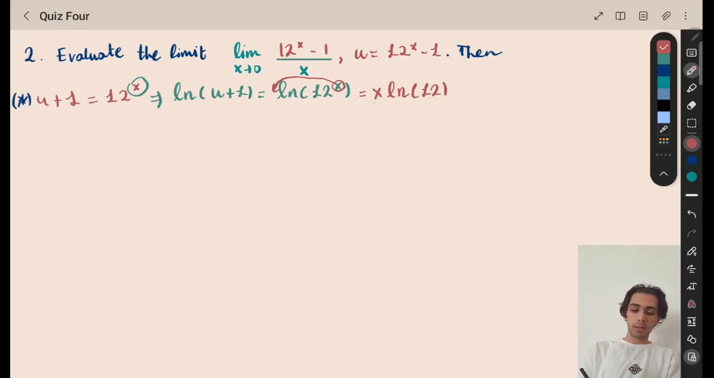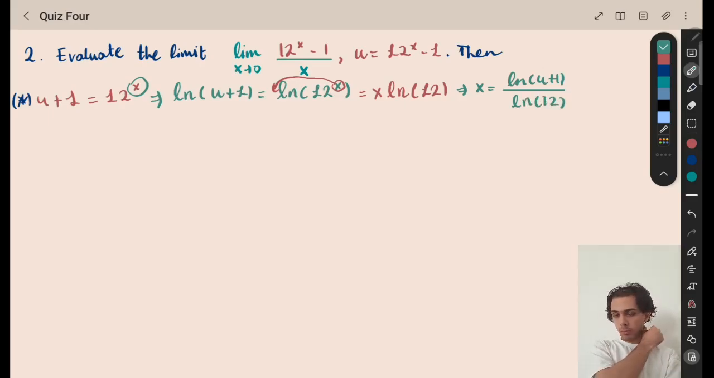So these two expressions are equivalent, and that is a defining property of the logarithmic function. Okay, then this is x, and then there's ln of 12. Then finally I can conclude that my x will be equal to ln of u plus 1 divided by ln of 12. Okay, now I am ready, almost ready, to rewrite my own limit.